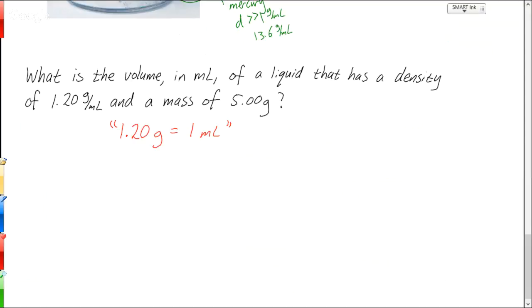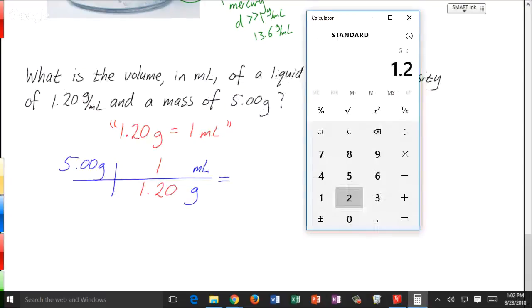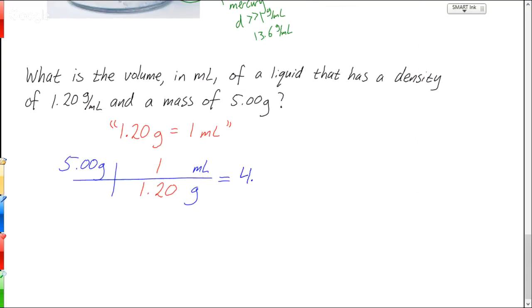So we've got 5 grams, and we want to convert the 5 grams from grams to milliliters because we're being asked about milliliters. But we need to fill in those numbers from a conversion factor, and the conversion factor here is the density. So the 1.2 goes with the grams, and the 1 goes with the milliliters. And then we can solve that. We get 4.17 milliliters. Grams cancel here, and we're left with milliliters.